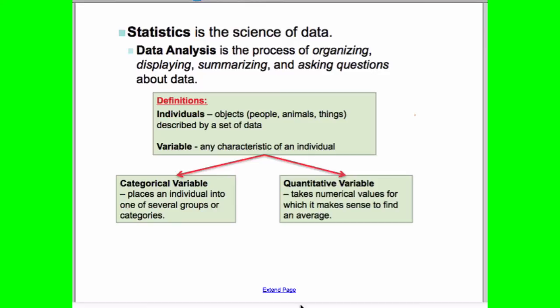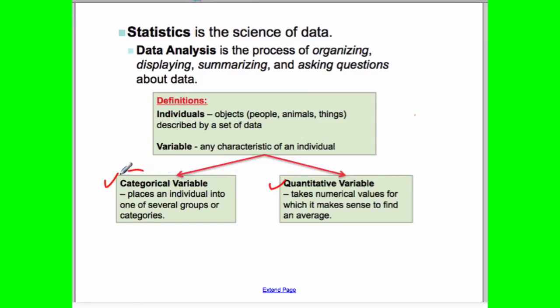For example, I might go through and ask every student their name. You're the individuals. What's the variable? Their gender. That might be something I would look at. However, there are two different types of variables. There's categorical and there's quantitative.